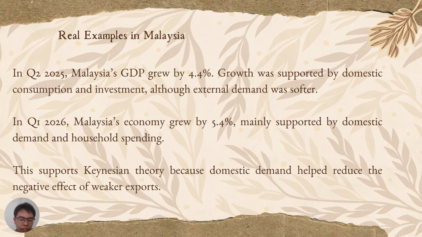These examples show that domestic demand plays an important role in stabilizing the economy when external demand is weak. From the Keynesian perspective, household spending and investment are important because one person's spending becomes another person's income. This creates a continuous flow of economic activity and helps prevent a sharper slowdown.